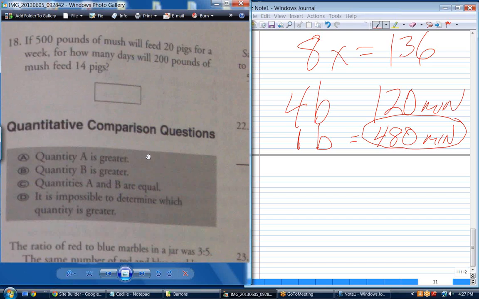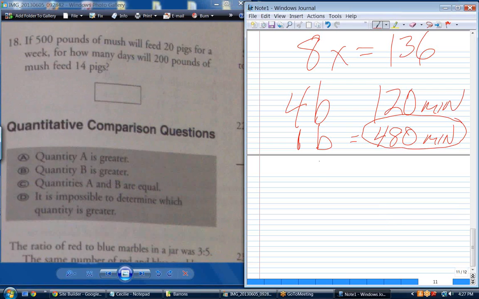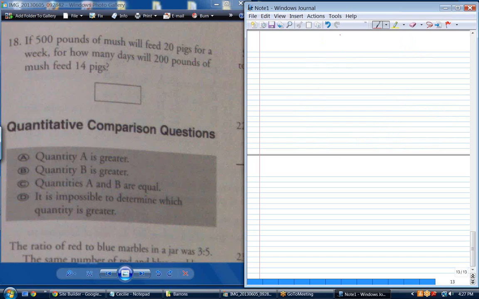Let me just look at this for a moment. If 500 pounds of mush will feed 20 pigs for a week, for how many days will 200 pounds of mush feed 14 pigs? Okay, so 500 pounds. That's a weird one. Okay, so do it similar to the way we just did the previous one.